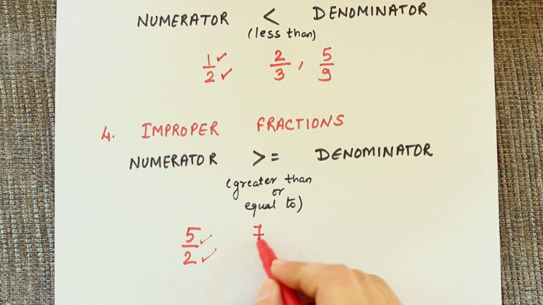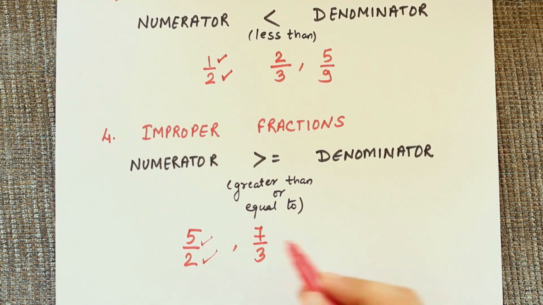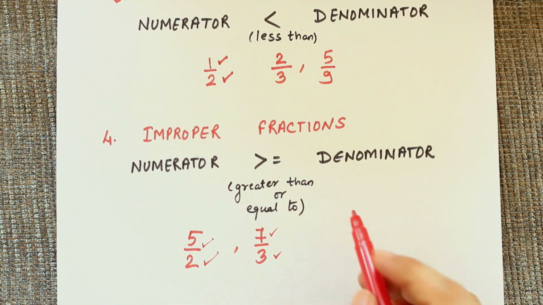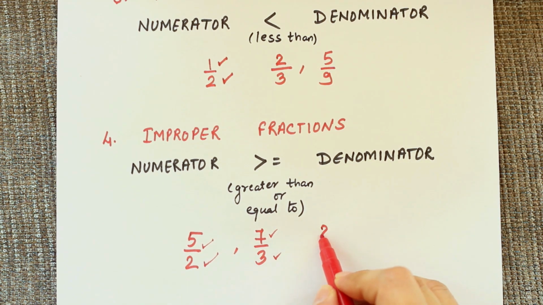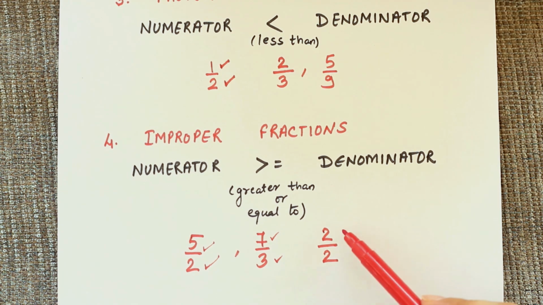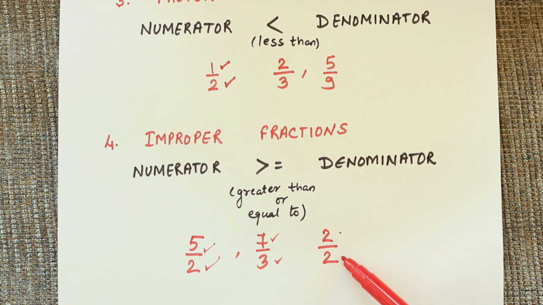Similarly, I can write one more example like 7 by 3. Here the numerator 7 is greater than the denominator 3. Another one, 2 by 2. In this case, both the numerator and denominator are equal. So this is also an example of improper fractions.